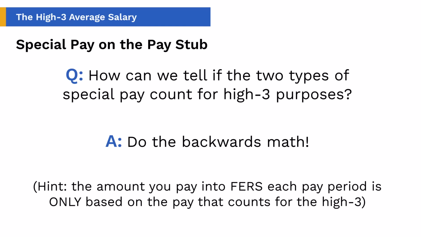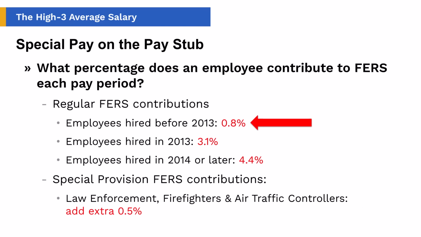Okay, and so the question really becomes, is what I'm contributing to FERS based on just my regular pay? Or does it also include those other types of pay? In this instance, we're looking at a uniform allowance and an incentive award. Okay, so the next question we have to ask ourselves is, well, what percentage does that particular employee contribute to FERS each pay period? Well, if we have regular FERS employees, there's three different categories of them. Employees hired prior to 2013 pay 0.8%, which is what this particular employee is.